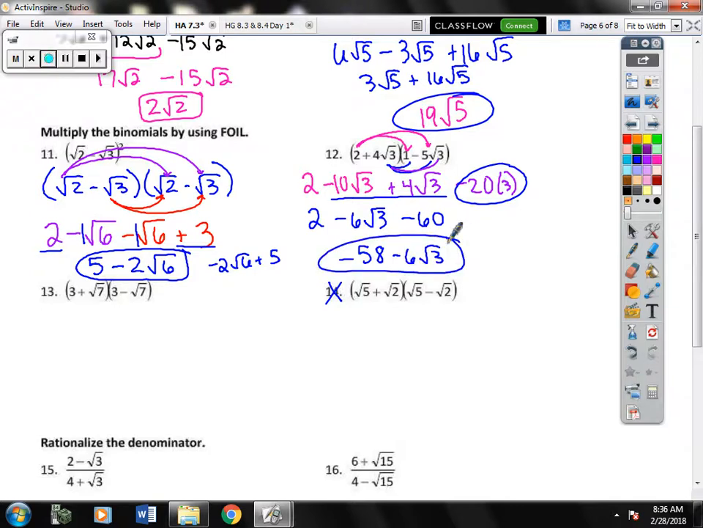minus 6 root 3. So on your homework, when you see problems like this, I better see work and not just an answer written on a paper. You're not getting credit for your homework. You need to show the foiling.